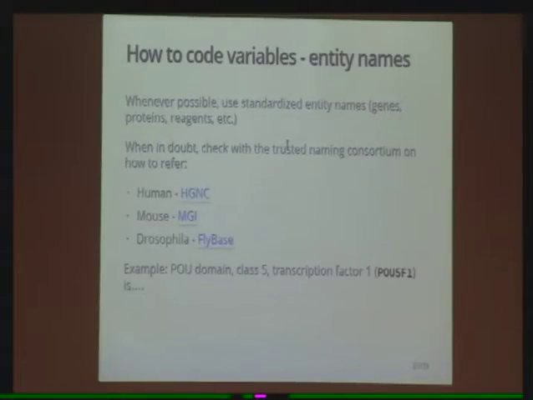So, entity names. This comes up a lot in computational biology. Whenever possible, you want to use standardized entity names. These are genes, proteins, reagents, etc. When in doubt, you should check with a trusted naming consortium on how to name things. Most people here are probably working in human or mouse. There are very specific controlled vocabularies for the names of genes. And so the example is what POU5F1 is.